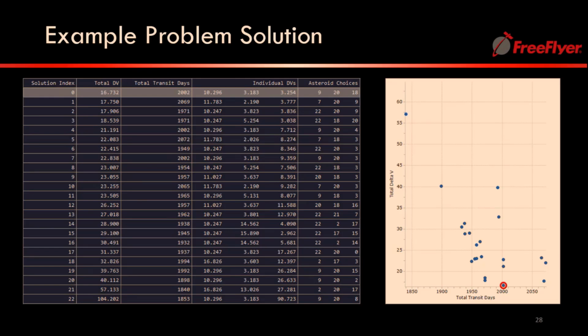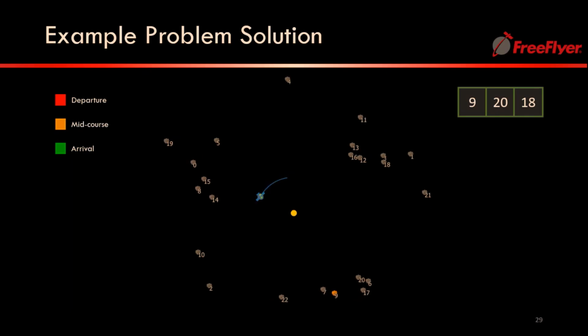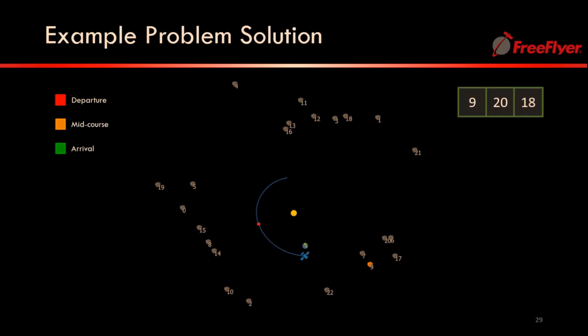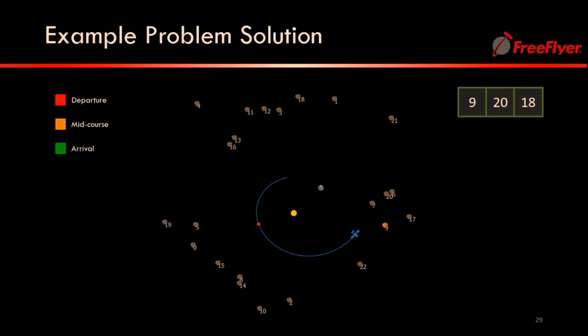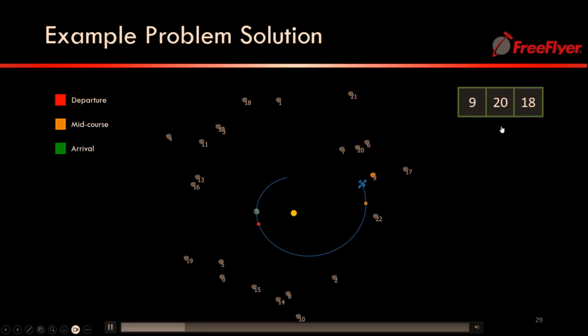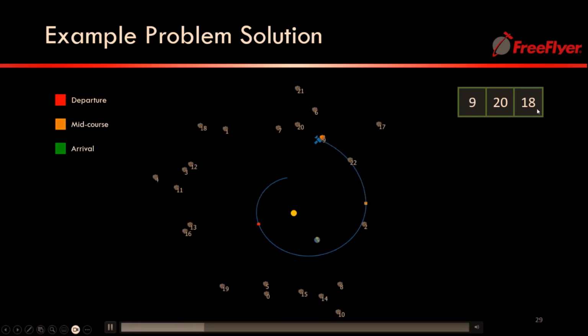So we'll examine the solution down here circled in red, which corresponds to this top solution in the table, the best solution in terms of total delta V. So we're going to go from asteroid 9 to asteroid 20 to asteroid 18, and we'll look at what that looks like in this animation here. Again, the sequence is up here in the top right. So asteroid 9 to asteroid 20 to asteroid 18.